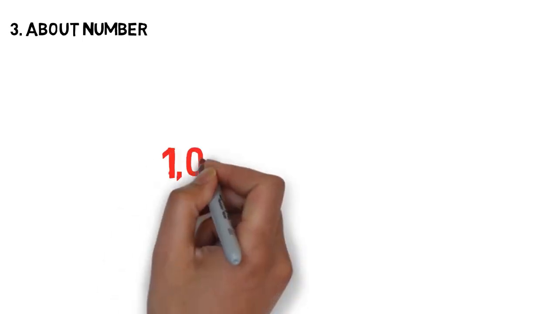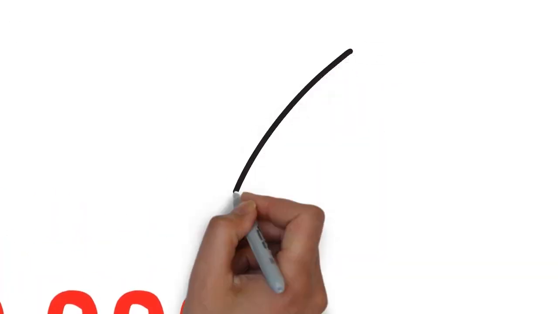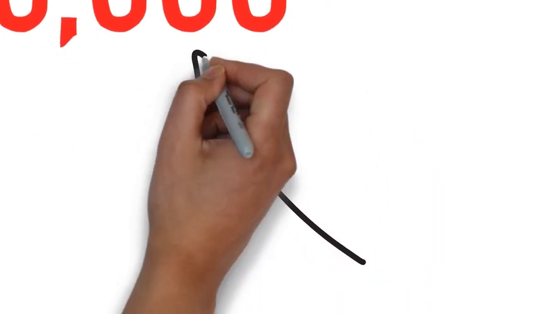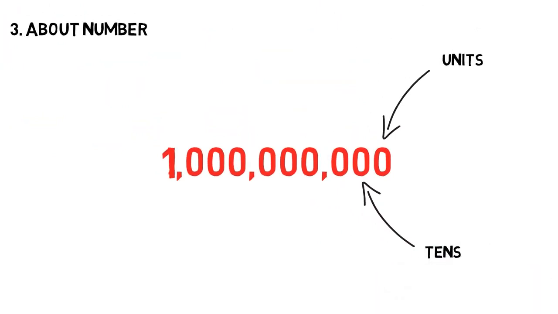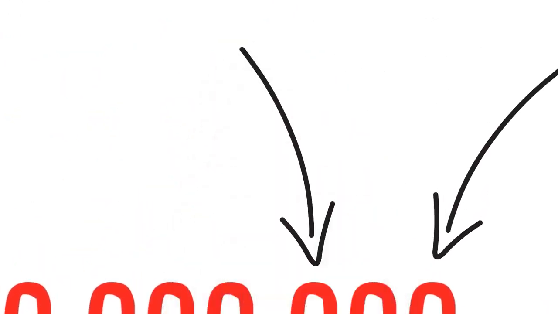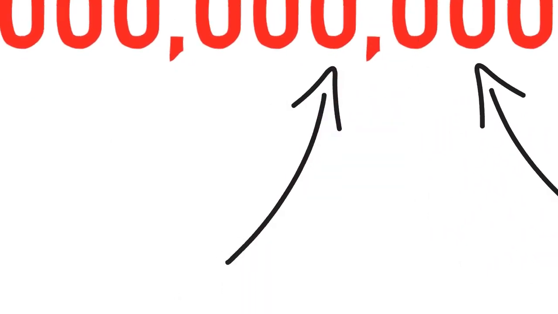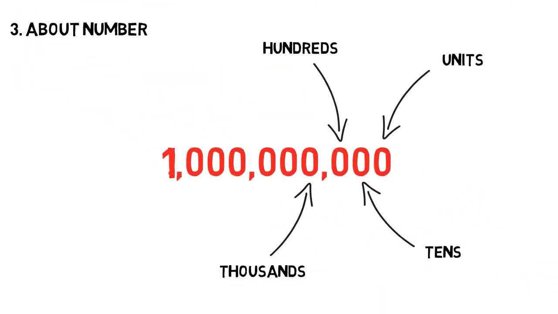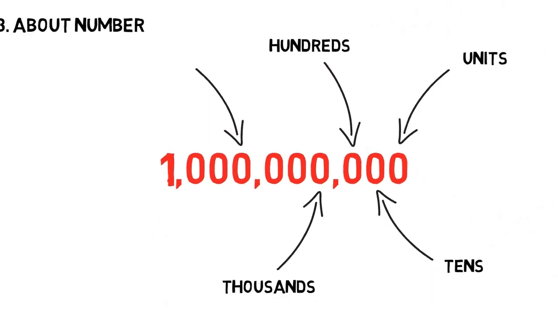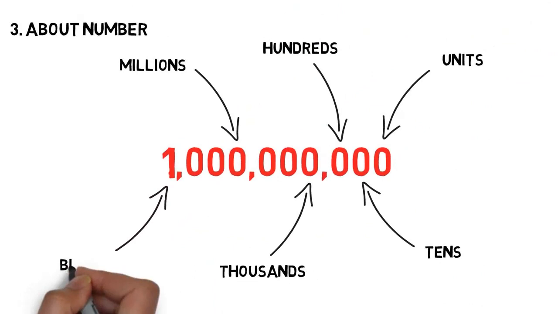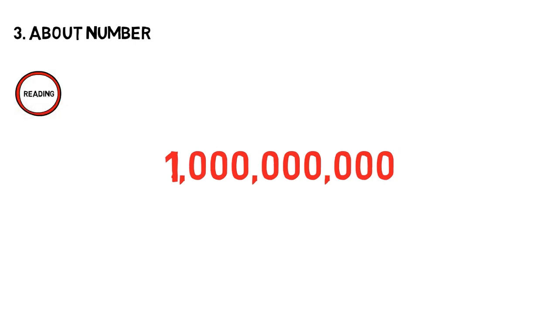3. About number. First, let's get the overview. The number 1 billion. Units. Tens. Hundreds. Thousands. Millions. Billions. It looks easy. So, how to represent it?